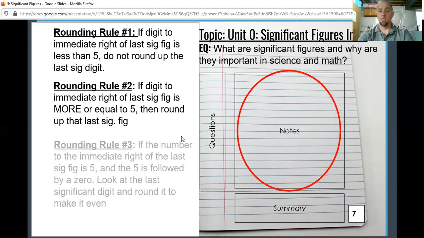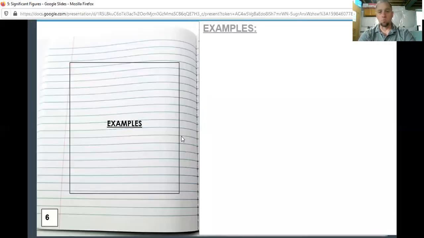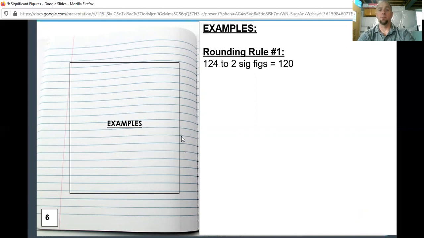Okay, again, I'm not going to go through the last rounding rule. You can write it down if you'd like, but I'm not going to hold you to that one. So some examples here for rounding rule number 1.